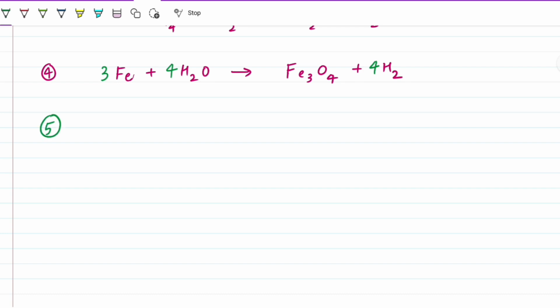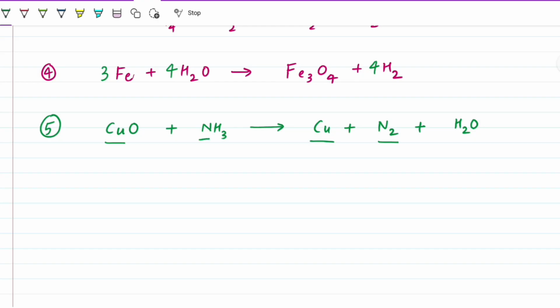Next reaction. If I take CuO, cupric oxide, plus NH3, it gives Cu plus N2 plus H2O. So again follow the same order: metal, non-metal, then oxygen, hydrogen. First we have metal, copper. This side we have one copper, this side we have one copper, balanced. Next is the non-metal. The next non-metal is nitrogen.